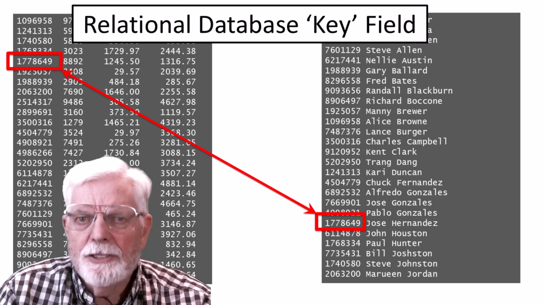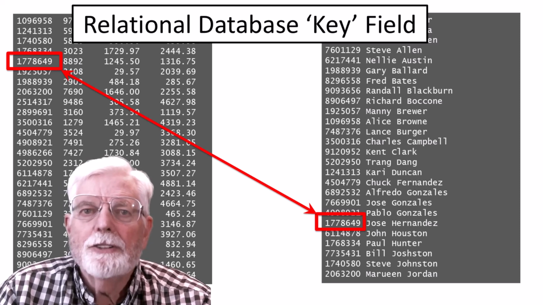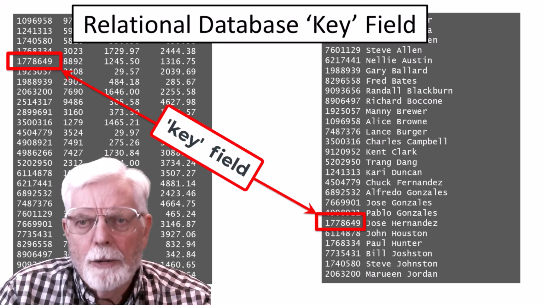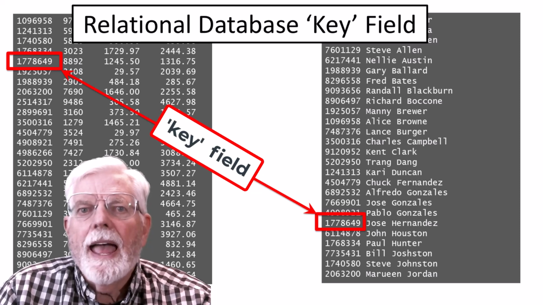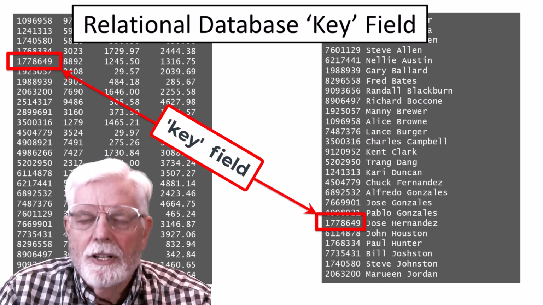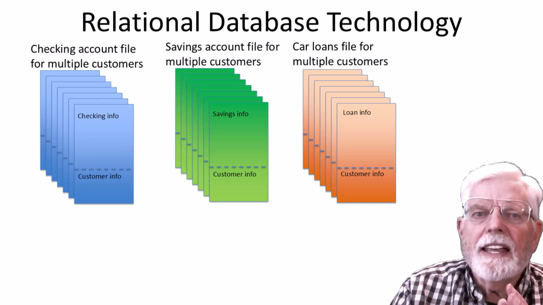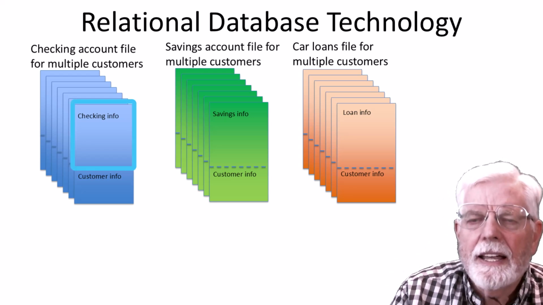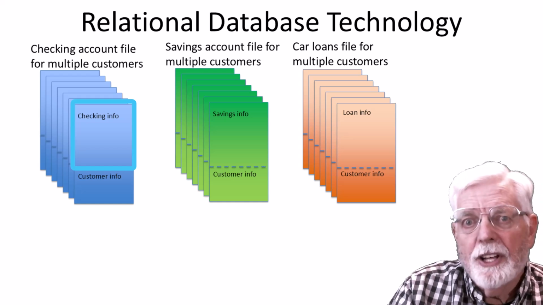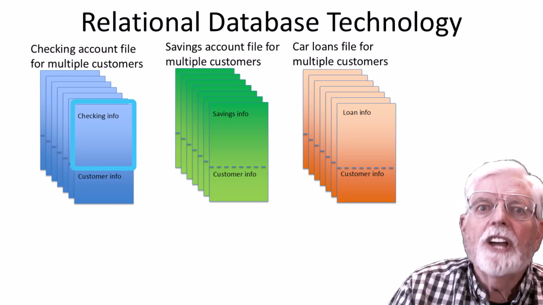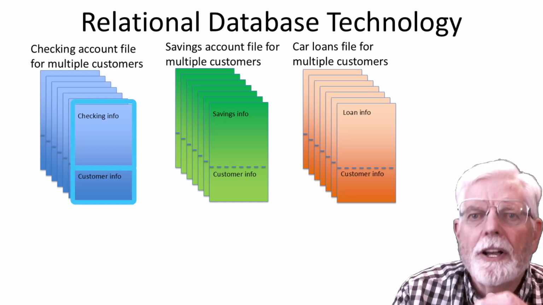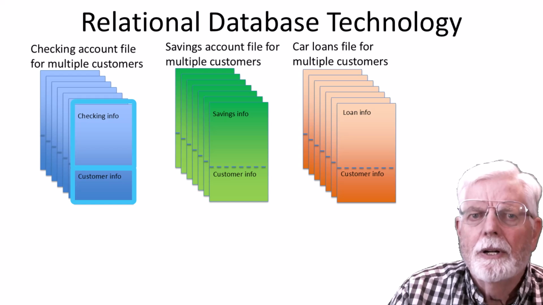This is the beginnings of a relational database that contains multiple files. The account number appears in both files and is considered a key field. Consider this situation. A user opens a checking account at the bank. The checking account information not only contains the account number and all the checking transactions, but also the customer's name, address, phone number, and social security number.